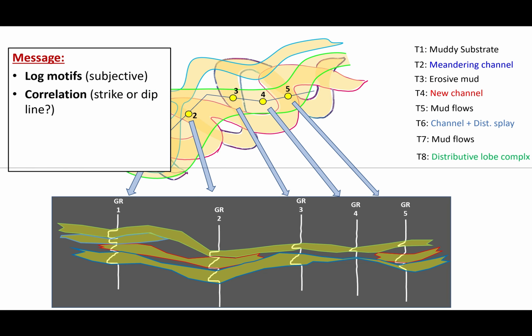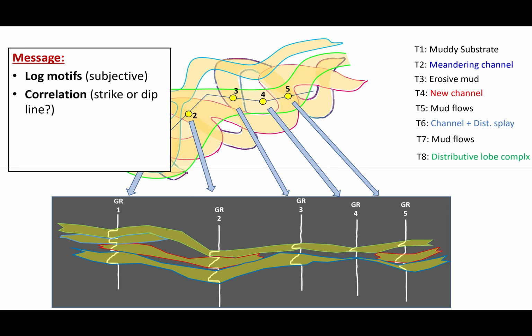First of all, log motifs as we know them, gamma ray or SP logs, can be really subjective. So we don't go correlating one to the other because they look similar in shape or are at about the same elevation, because we have to keep in mind that these are just signatures telling us there are gamma ray readings of this amount, but it doesn't tell us that these sands are genetically the same.